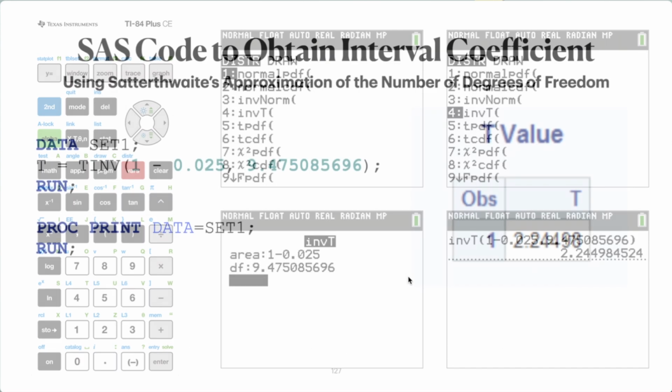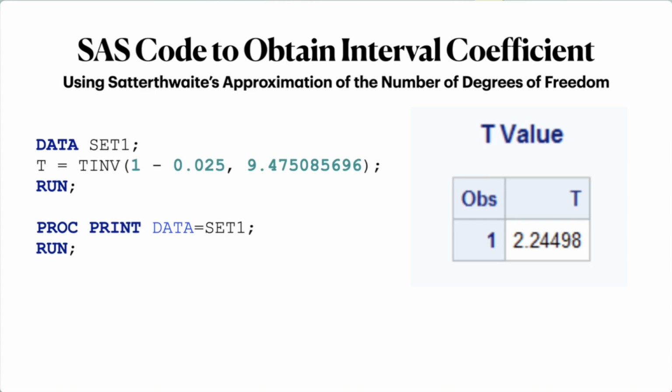All right, now another way to obtain the interval coefficient is to use SAS. And so here what I'm doing is I'm going to use the T inverse function. It's the same kind of function, although the name is just a little bit different than it was in the calculator. The arguments to this would be the left tail area, again, and then the number of degrees of freedom.